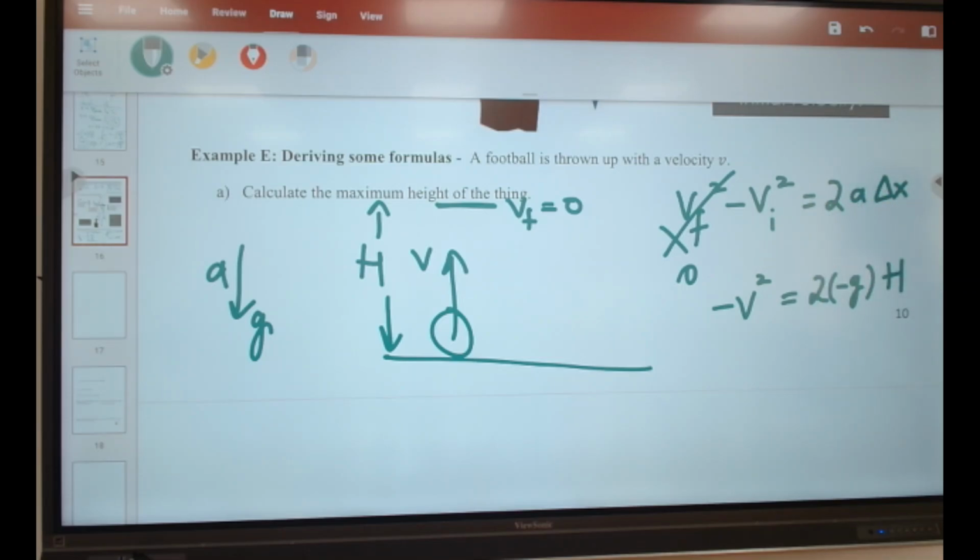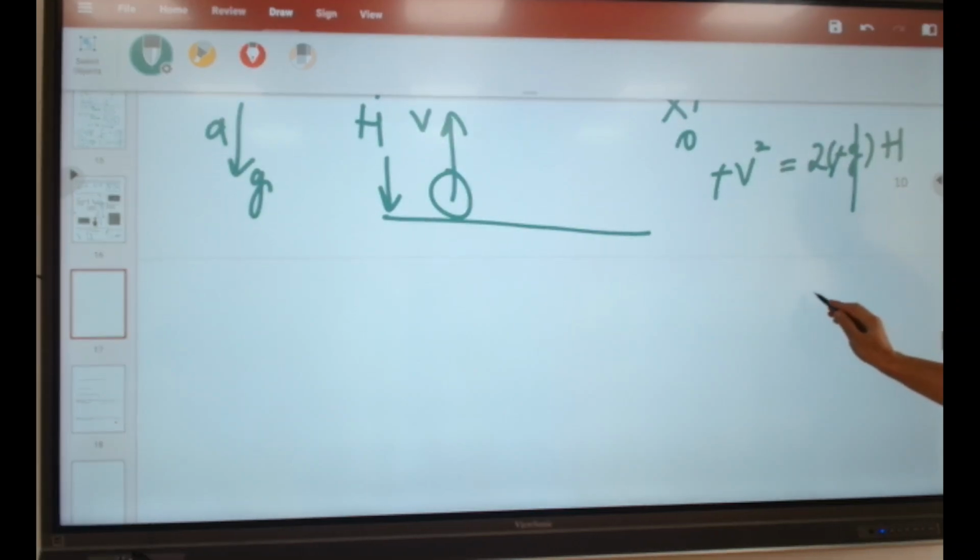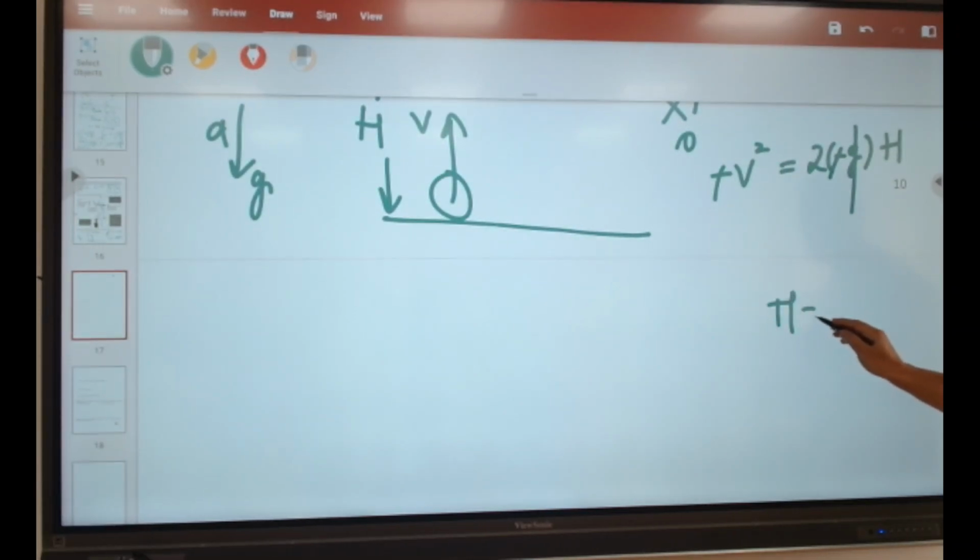So delta x will be positive, it will be the height, right? Is that clear? So negative and negative cancel out. So you are having height as v squared divided by 2g. This is the height.